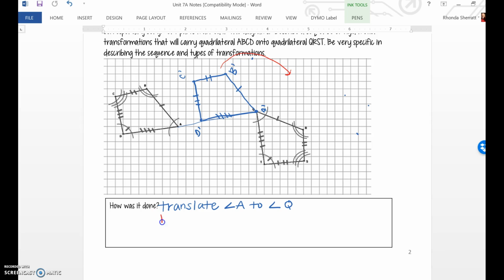I'm going to put rotate around angle, we could call it A or Q because it's the same, until line BA matches line RQ. Okay, so what we're going to have is we're going to have this right here.